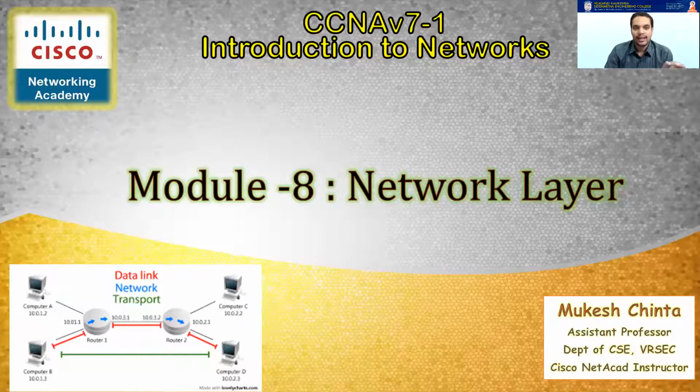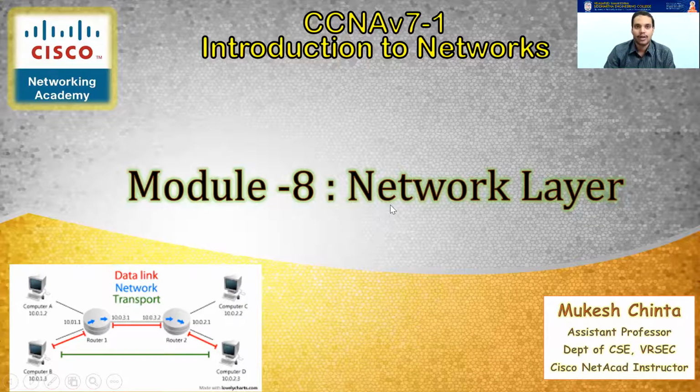Network layer is the actual linchpin which holds this entire networking architecture model together. It is layer number 3 of the OSI model, and it is situated between the transport layer and the data link layer. Network layer is the one which actually makes internet possible because it is the one which connects the different networks together.